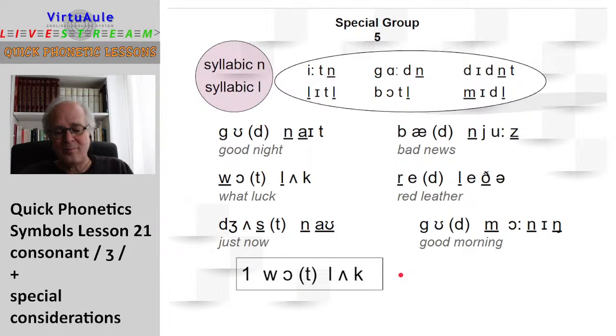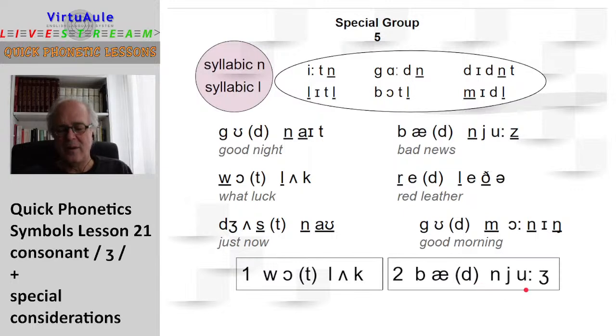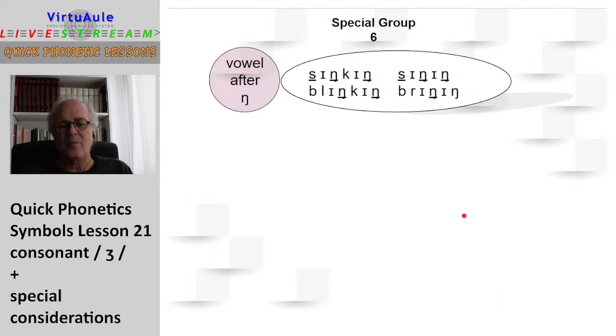Try now. Read this. What luck? Good. The L should be underlined, like here. What luck? All right, try this one. Bad news. Good. And this one. Good night.